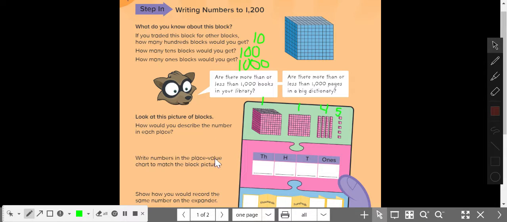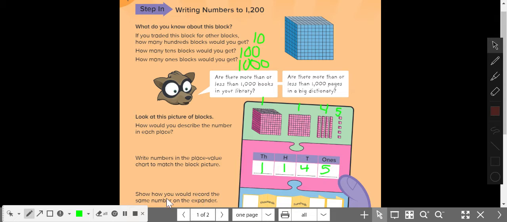Write numbers in the place value chart to match the block picture. Well, I just did that up here, so I'm just going to bring those numbers down. 1 thousand, 1 hundred, 4 tens, and 5 ones, which is 1145.